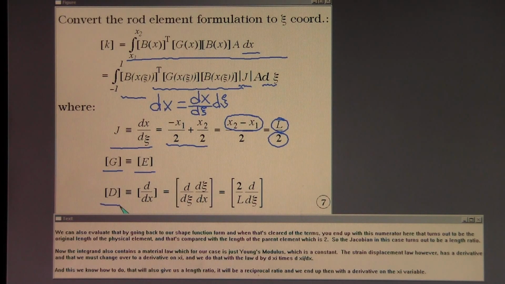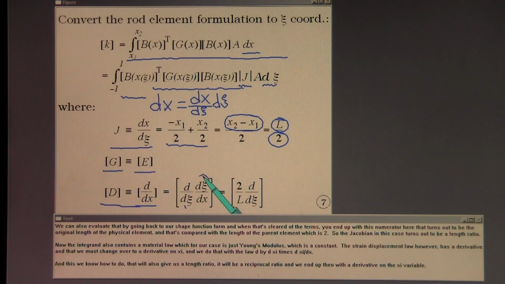The strain displacement law, however, has a derivative, and that we must change over to a derivative on ξ. And we do that with the law d by dξ times dξ dx. And this we know how to do. That will also give us a length ratio. It'll be a reciprocal ratio. And we end up then with a derivative on the ξ variable.